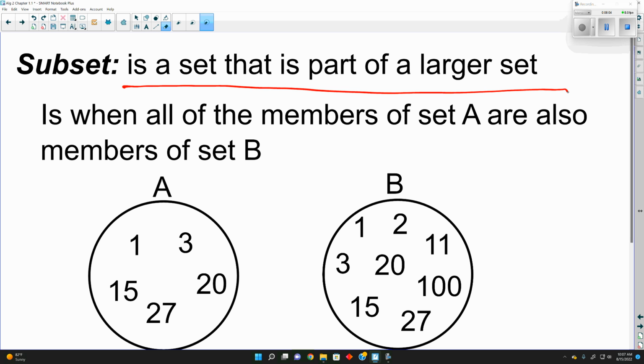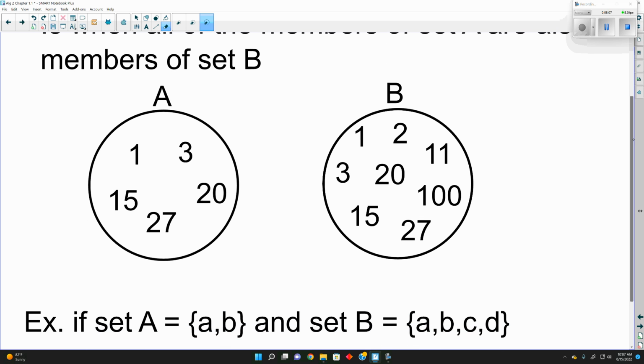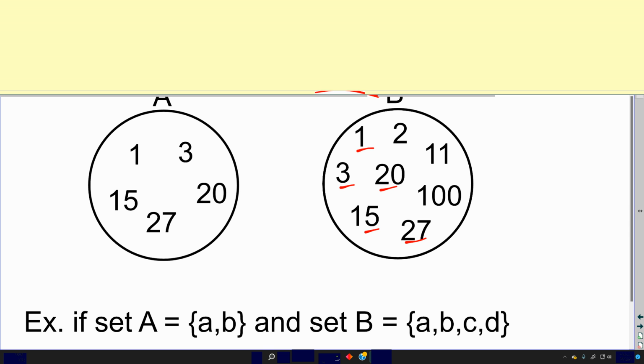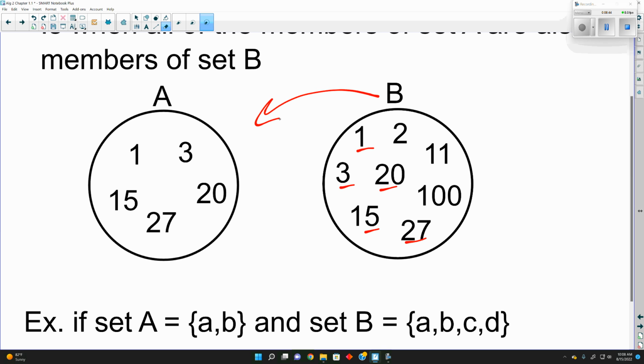Now, if we look at these here, set A contains the numbers 1, 3, 15, 20, and 27, yes? Are those contained in set B? There's 1, 3, 15, 20, and 27, yes? So A is a subset of set B, because everything in A is contained in set B, yes? Is set B a subset of set A? Is there stuff in set B that is not in A? Yes. So we can't say that B is a subset of A, but A is a subset of B.